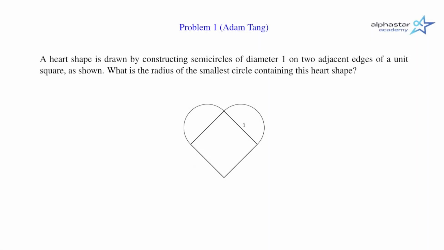Problem 1. A heart shape is drawn by constructing semicircles of diameter 1 on two adjacent edges of a unit square, as shown. What is the radius of the smallest circle containing this heart shape? So the radius of that small circle, well, let's first draw that circle.